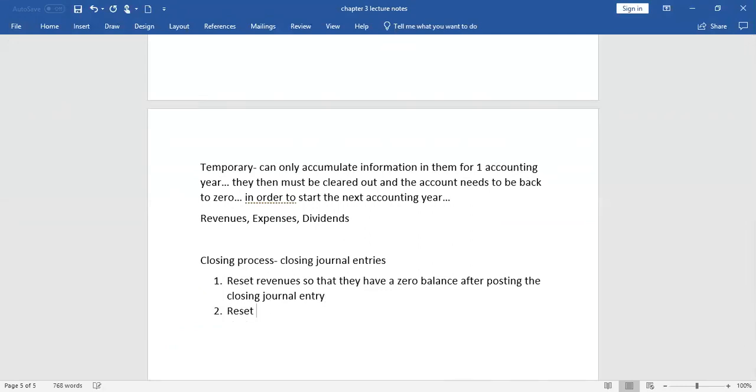In the second one, we want to reset expenses so that they will have a zero balance after posting the closing journal entry, just like we just did. So now we have to create a journal entry so that after we post it, each expense balance will be cleared out, reset to zero. If you're jotting that down, I'll give you a minute, and then we're going to go back over to our spreadsheet, or you could start trying to do it now for Guthrie.